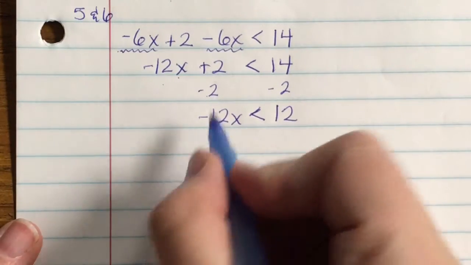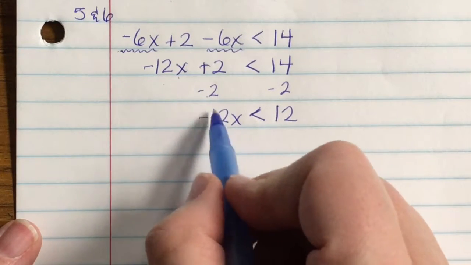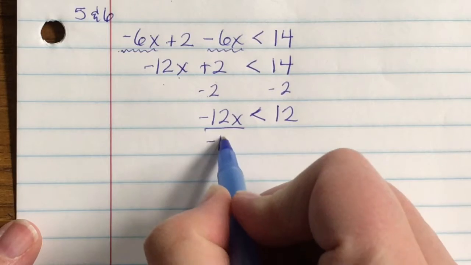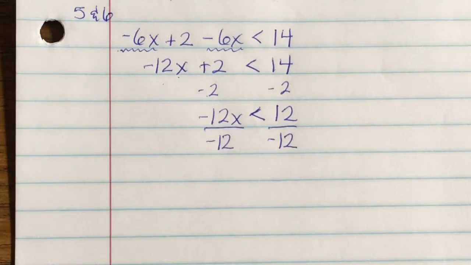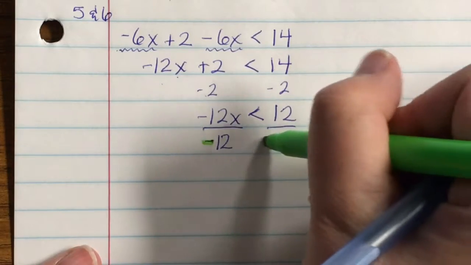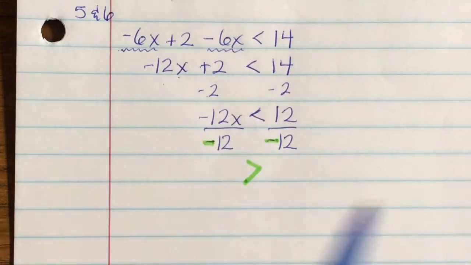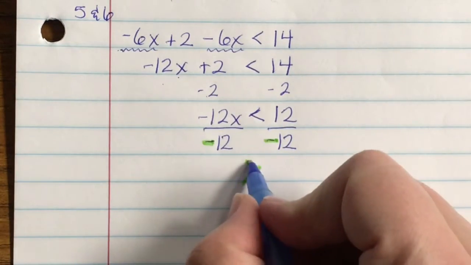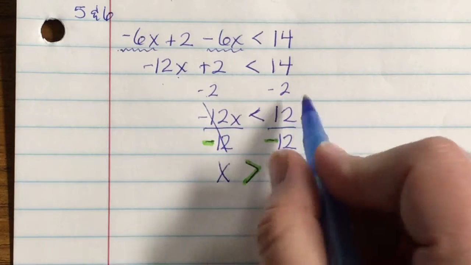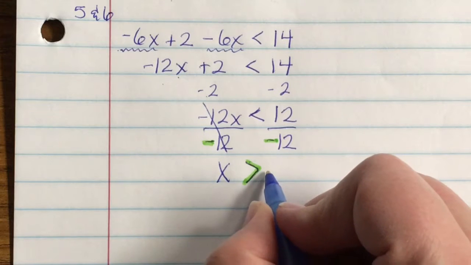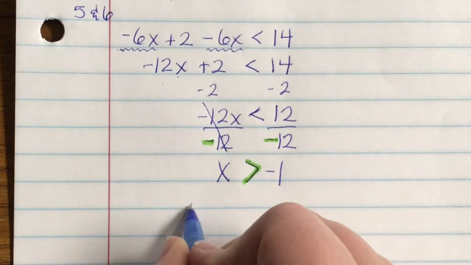Yes, now you divide by, what are we going to divide by really? Negative 12. And since it's a negative 12, what are we going to do? This is a negative and a negative, so it's going to make it go this way, right? It's going to make the less than become greater than. So then those become 1, so that's x. And what is 12 divided by negative 12? Negative 1. So then we can graph it.